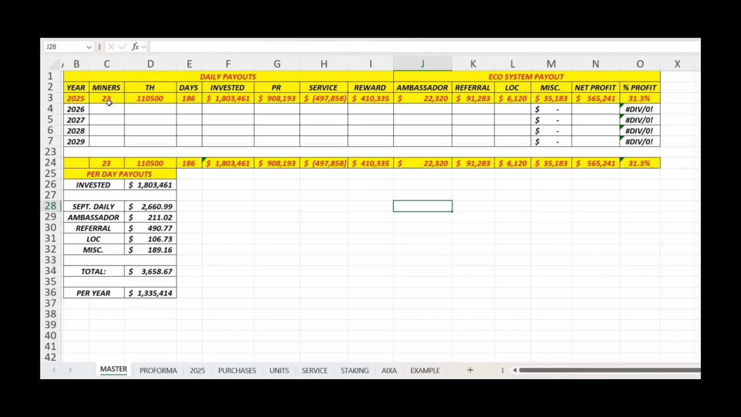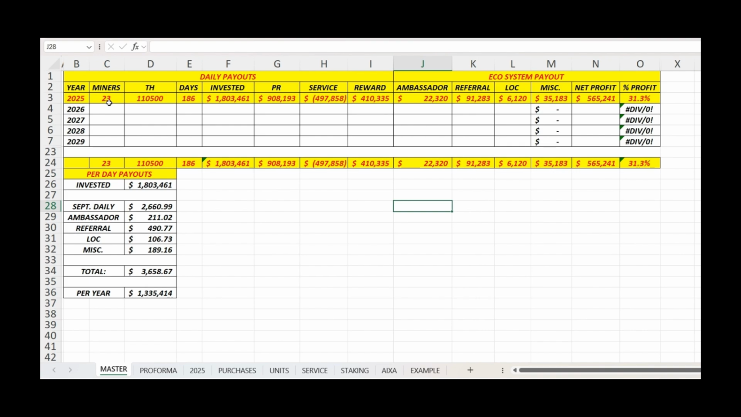Reward or profit, daily profit, 410,335. Separate from the daily profit, ambassador program, 22,320. The referral program, 91,283, of which 26 people are referred to me. The lock, 6,120. $183,000 is locked up for 4 years. Weekly payouts. Miscellaneous, 35,183. It's a mixture of rewards and other things on the site to pay out extra money that's not listed there.